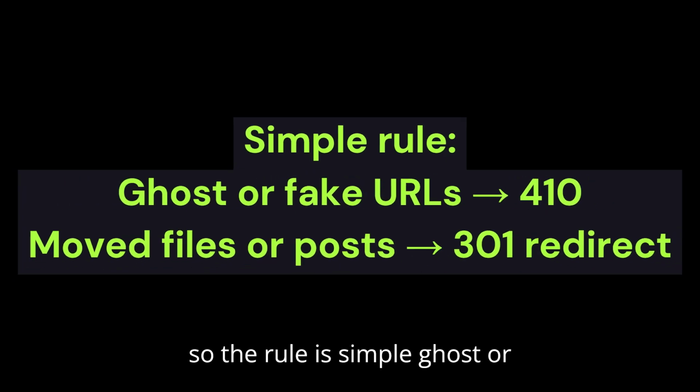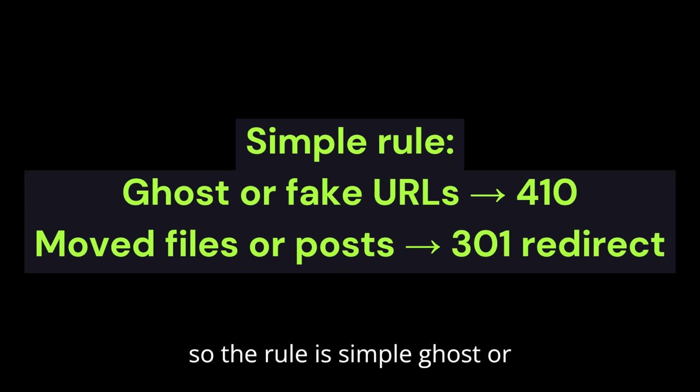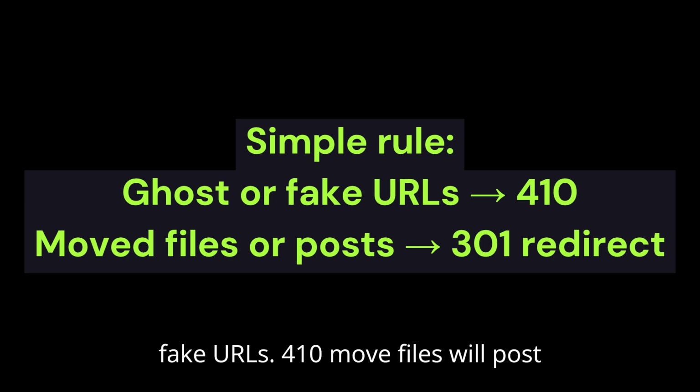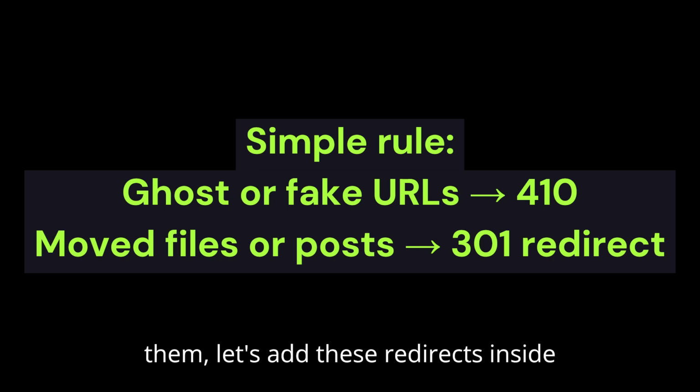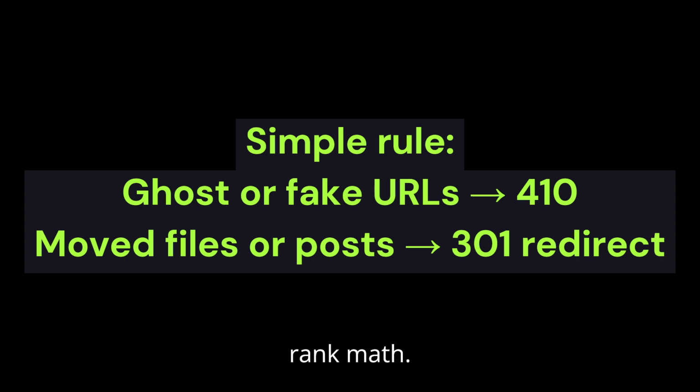So the rule is simple. Ghost or fake URLs: 410. Moved files or posts: 301 redirect. Now that we have categorized them, let's add these redirects inside Rank Math.